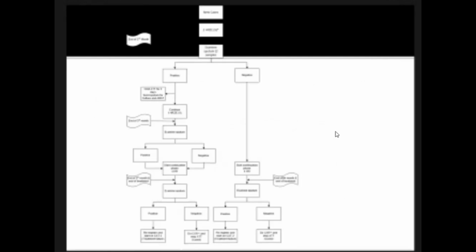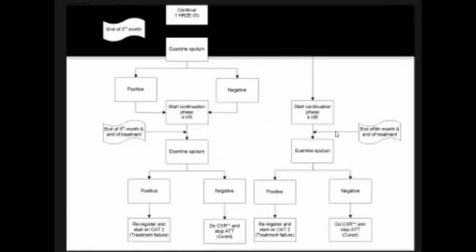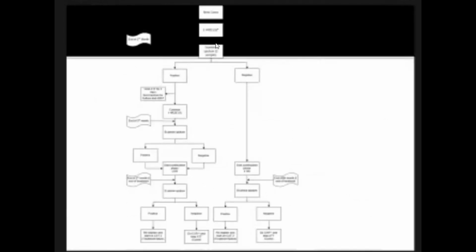I hope you can see some of this, but the diagnostic algorithm which we follow in these patients is that when we have a new case, we start the patient on HREZE, and at the end of 2 months, we do the sputum. If initially the sputum is positive, and at the end of the 2 months the sputum is negative, then we go on to the continuation phase, where we give the regime of isoniazid and rifampicin and recheck the sputum at the end of the 5th month and at the end of treatment. And we do a chest X-ray there.